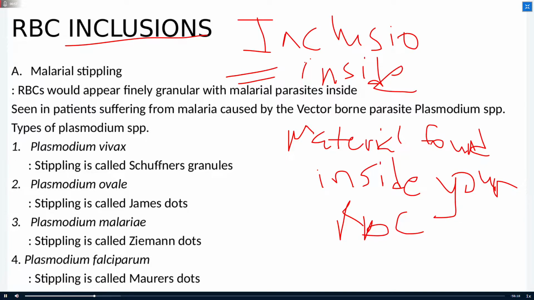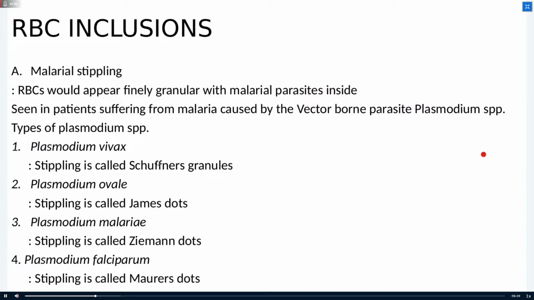I will discuss them one by one later. Now, the first type of RBC inclusion, class, that you could find in your laboratory in the future would be malarial stippling. Your malarial stippling, class, these are finely granular material with malarial parasites inside. They are seen in patients suffering from malaria caused by vector-borne parasite Plasmodium species.